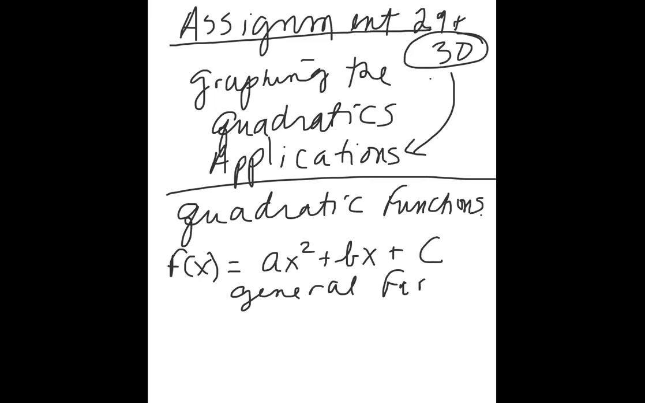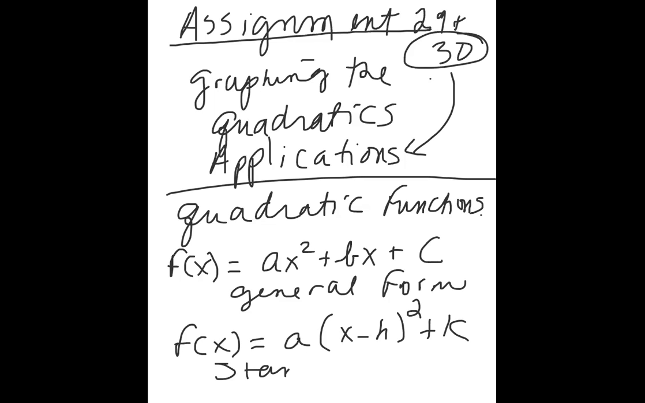And then there's another form you may see called the standard form. f of x equals a times (x minus h) squared plus k. Now, this one right here is called the standard form. Sometimes you'll hear me refer to it as the vertex form, all right? So the first thing I'm going to do is focus on the general form, all right?